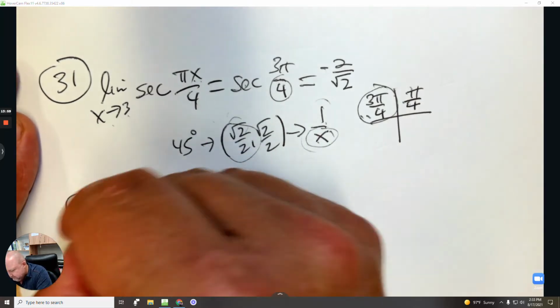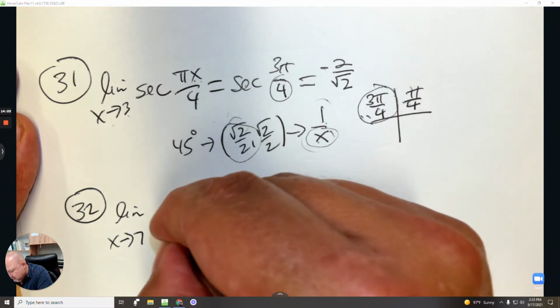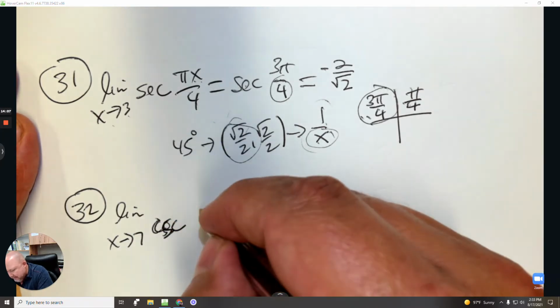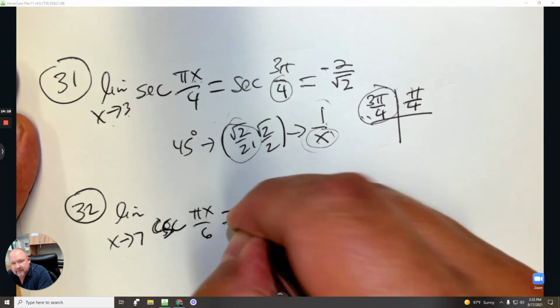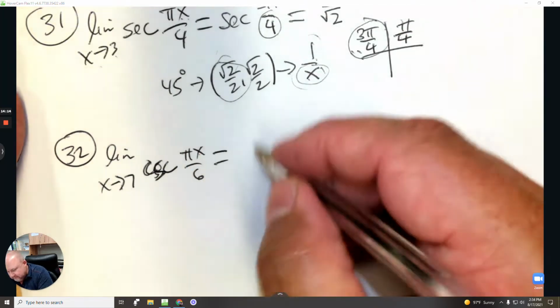32. The limit as x approaches 7 of cosecant of pi x over 6. So we're going to evaluate at 7.